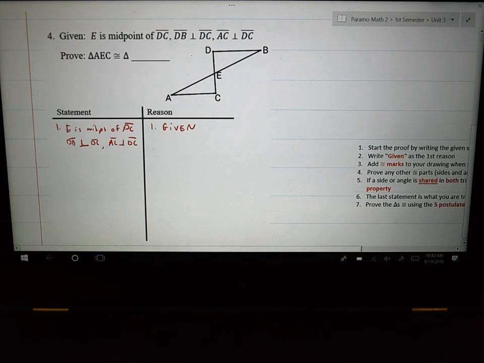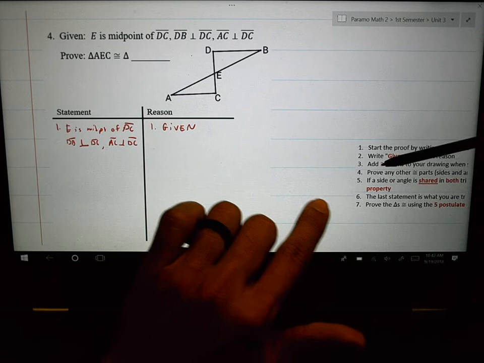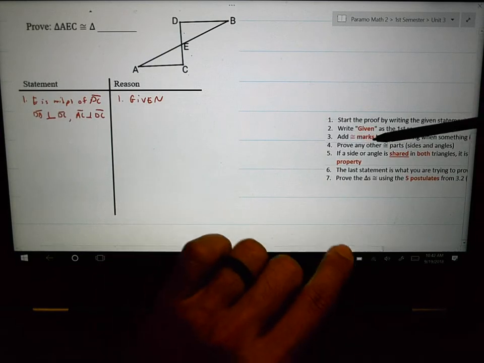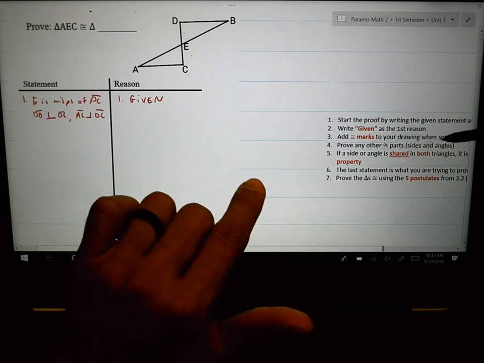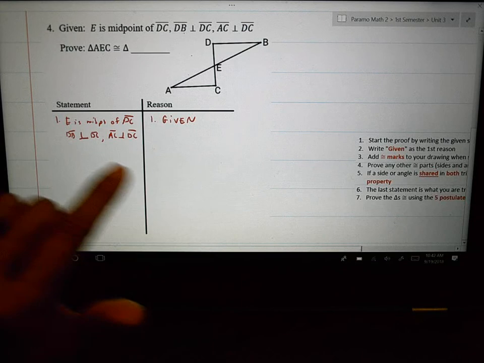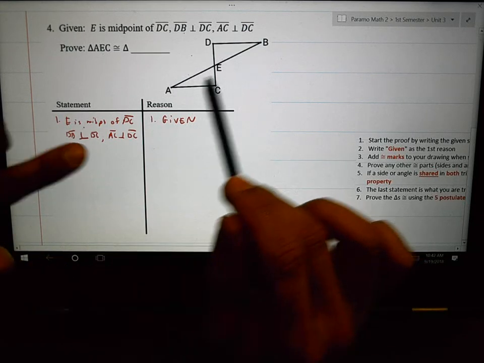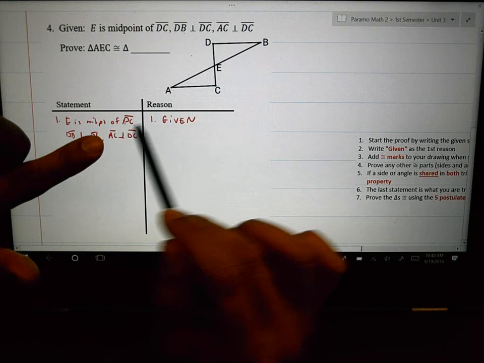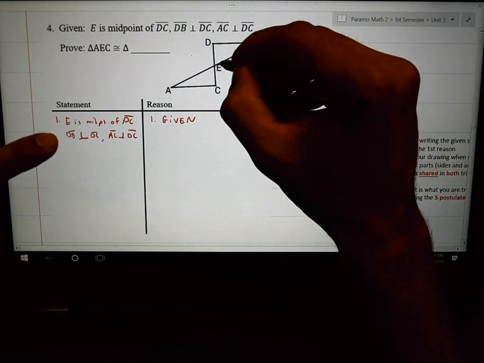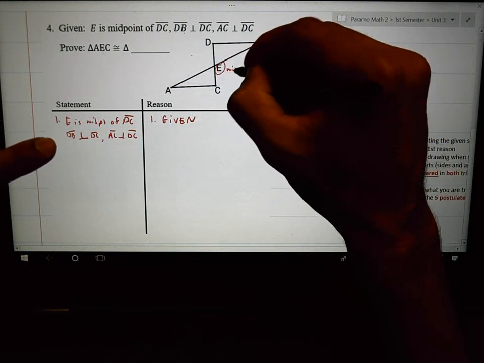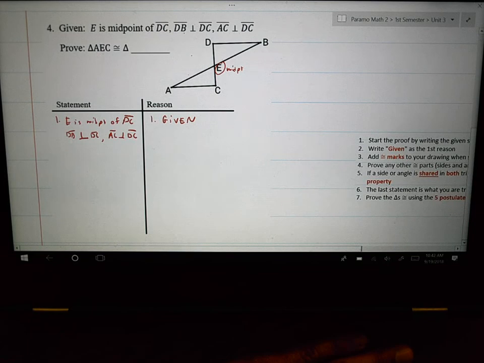And then what I would do if I were you, over here it says add congruent marks to your drawing. I would just add to your drawing what we just stated. Let's add that to our drawing. E is a midpoint of DC. This, I'm going to circle it. I'm going to put midpoint right next to it, just so I have that in my drawing. That might help me.